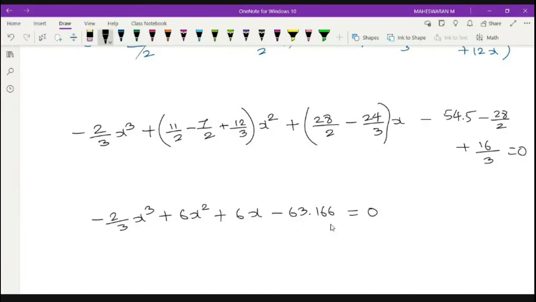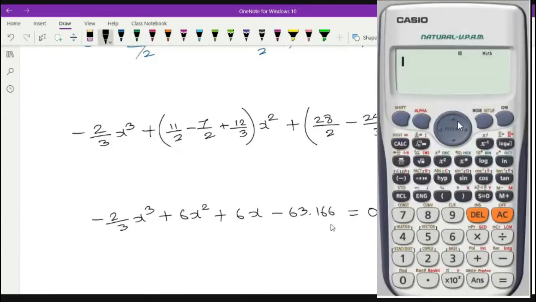Okay. So now what I can do, I have to identify what is the values of x. Yes, sir. So here you press mode, then eq1 5. Here we are solving x cube. So then 4. So it is asking what is a. So what is my a value? A value is minus 2 by 3. So minus 2 divided by 3.